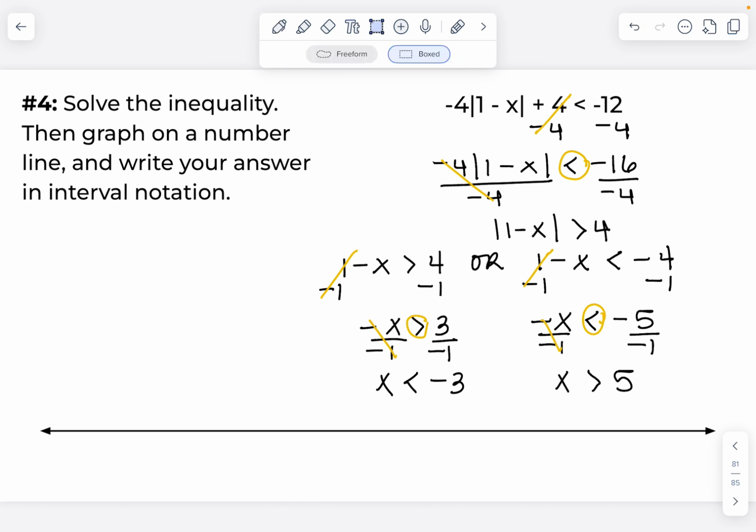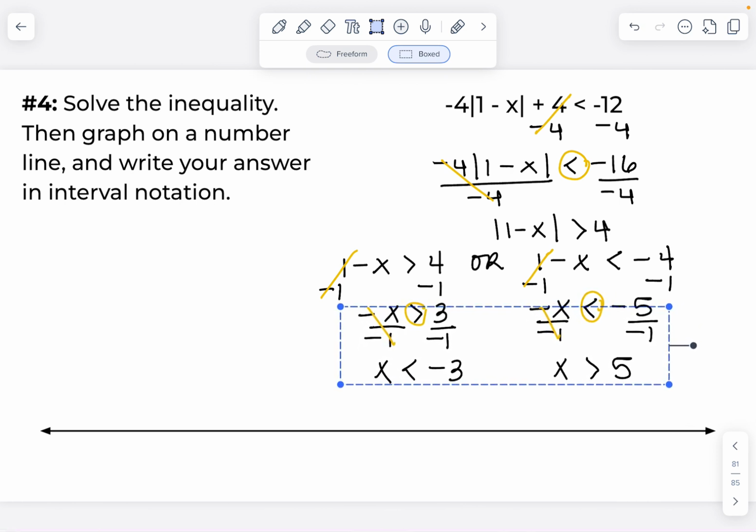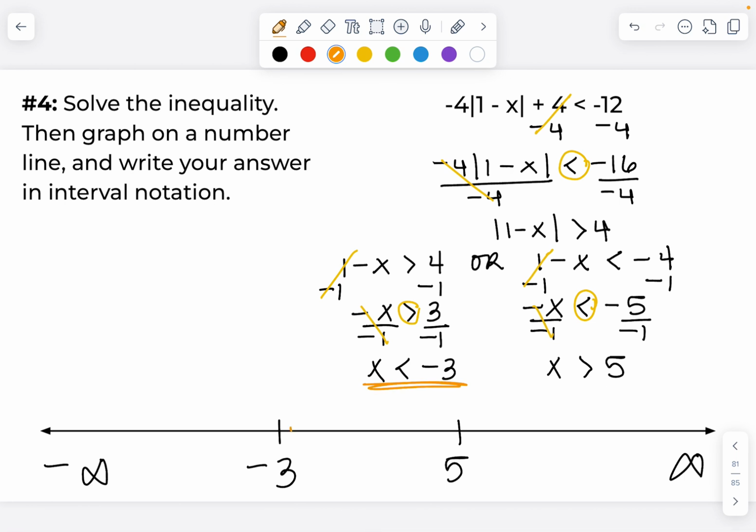So when I do this, I treat this exactly like I would have when I had my compound inequality. So I'm going to come to my number line. I'm going to mark my negative infinity and infinity. My negative 3 is going to be first on my number line, then my 5. If I'm less than negative 3, I've got an open circle at negative 3, and I'm going this way. If I'm greater than 5, I've got an open circle at 5, and I'm going this way.